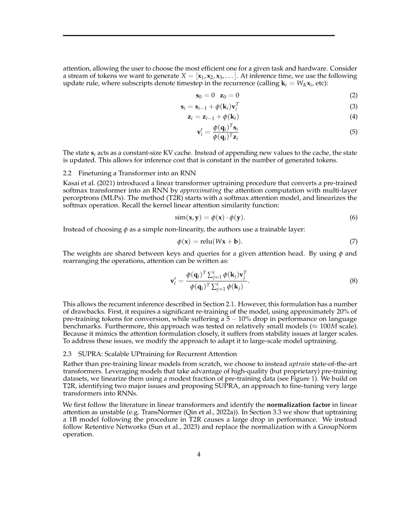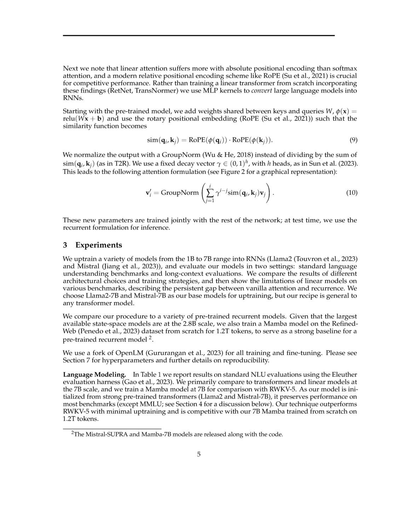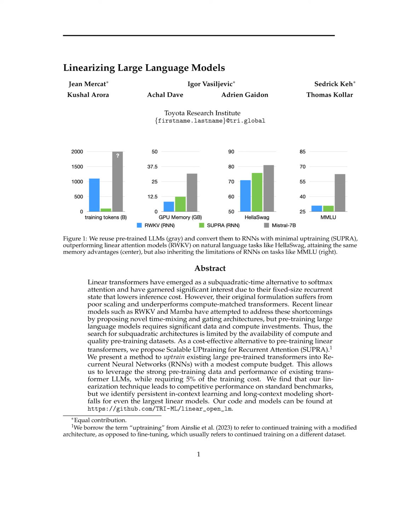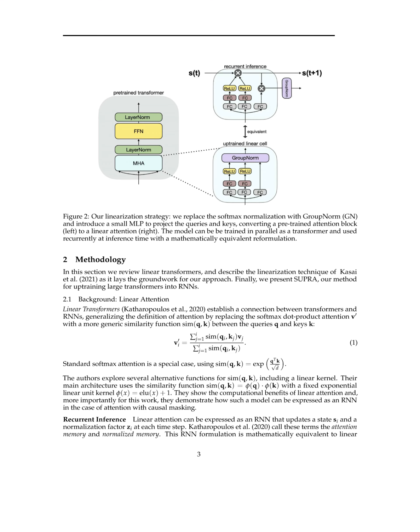3. Addressing normalization instability. SUPRA identifies and addresses the instability in the normalization factor of linear attention by replacing it with a group norm operation, following the approach of retentive networks. 4. Incorporating modern positional encoding. To enhance performance, SUPRA incorporates modern relative positional encoding schemes like RoPE to handle positional encoding better than linear attention.